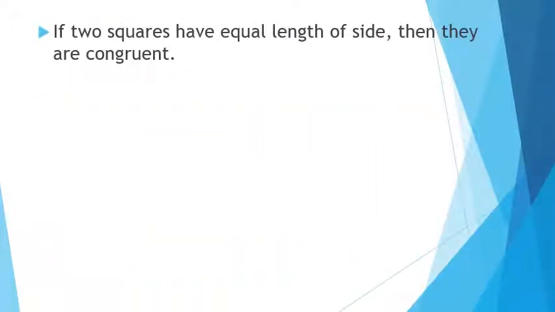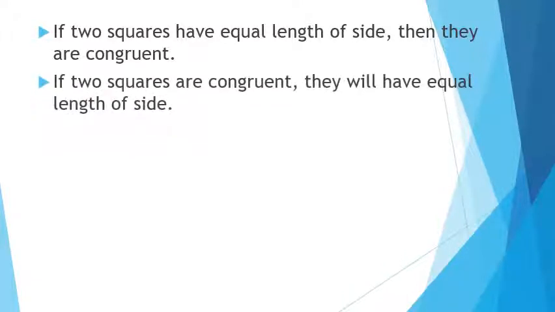If two squares have equal length of side, then they are congruent. Similarly, if two squares are congruent, then they will have equal length of side. Is it clear? If it is given that two squares are congruent, then it is understood that the side length is the same for both the squares.